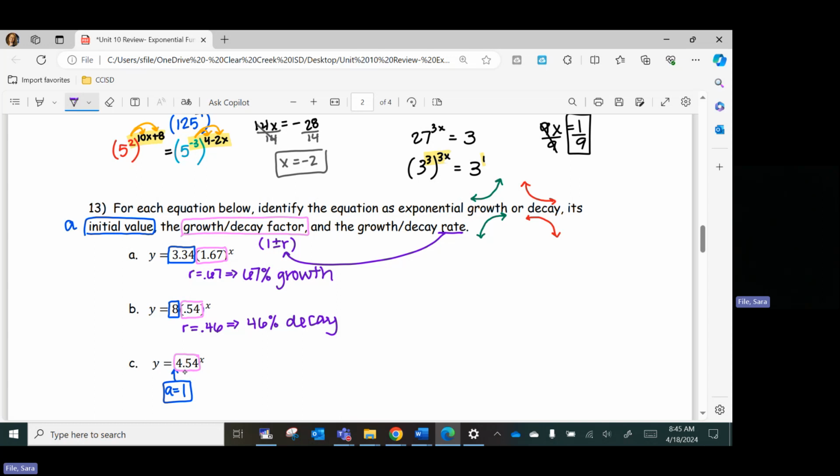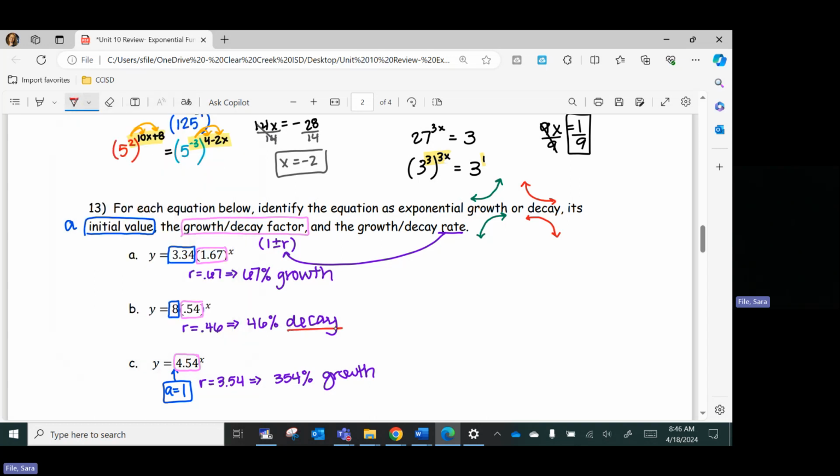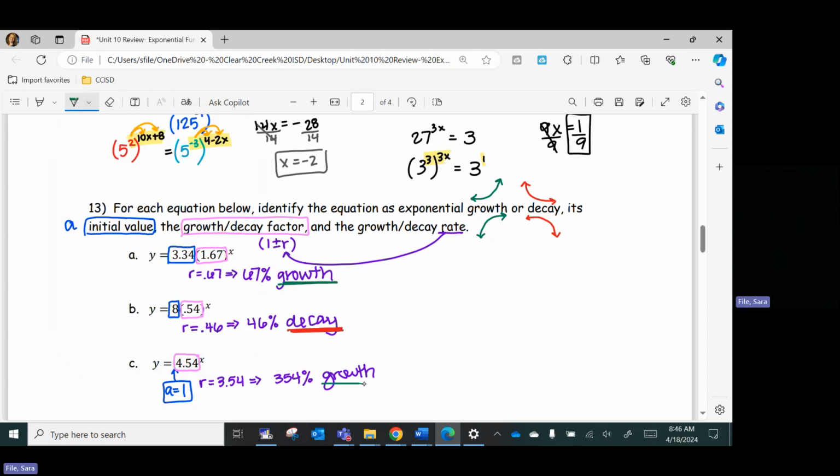Okay, what about this one? 4.54. Is that bigger than 1? Yes, it is. So my rate here, my R, is actually 3.54, which if I convert that to a percent, that's 354%. And that is bigger than 1, so that is growth. So again, this was the only one that was decay. These other two were both growth.